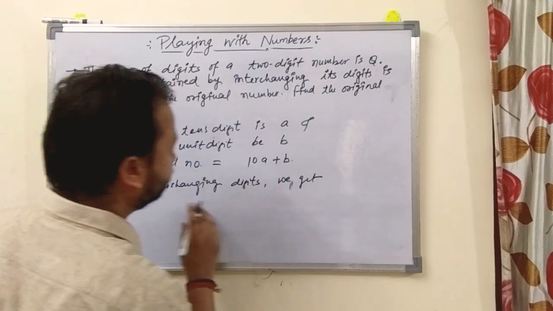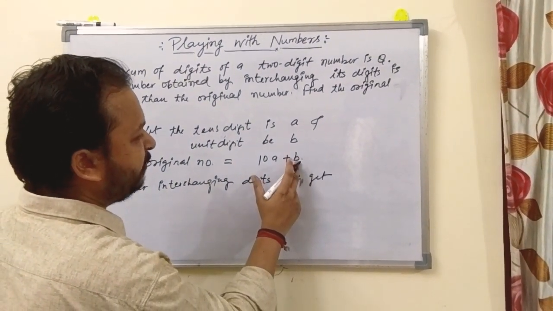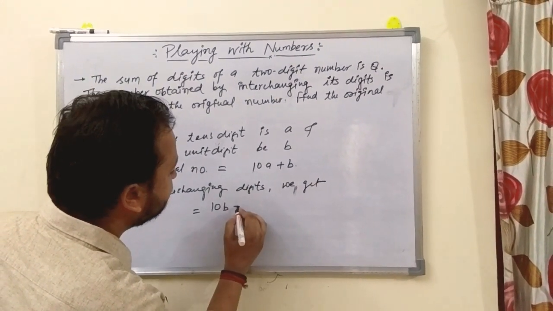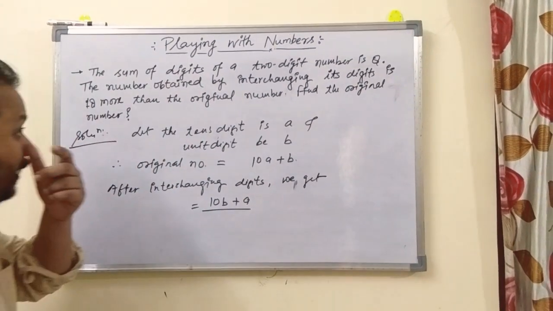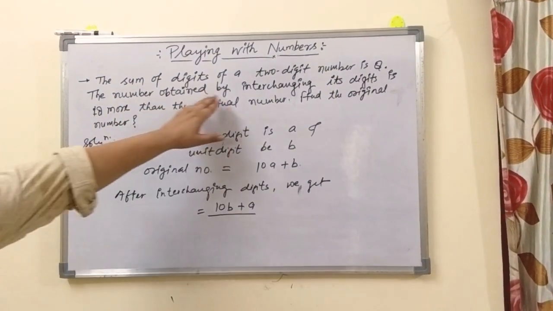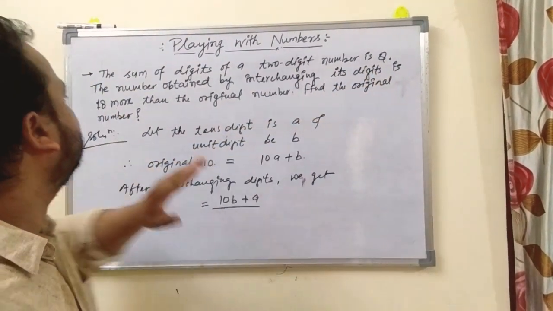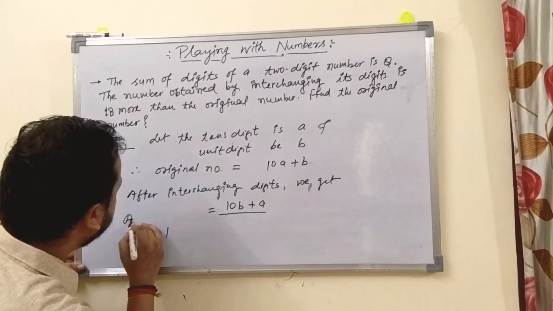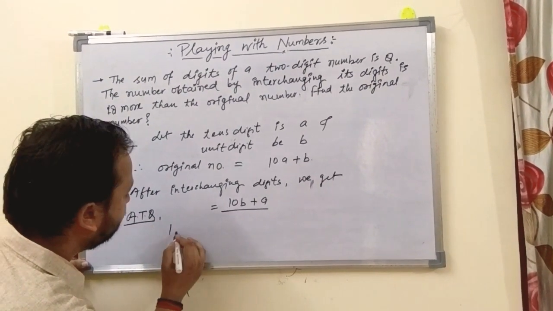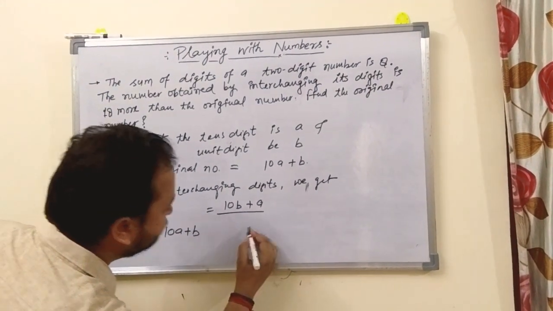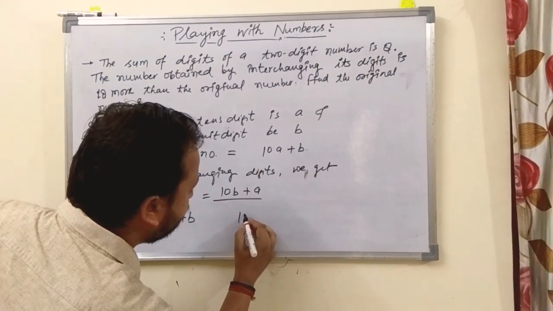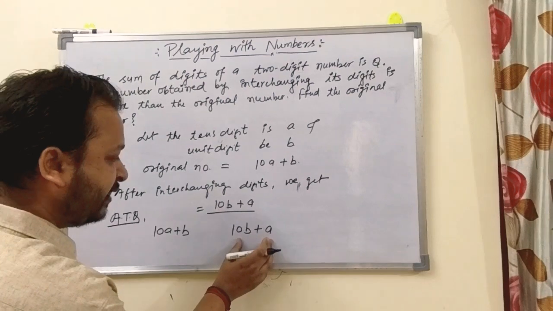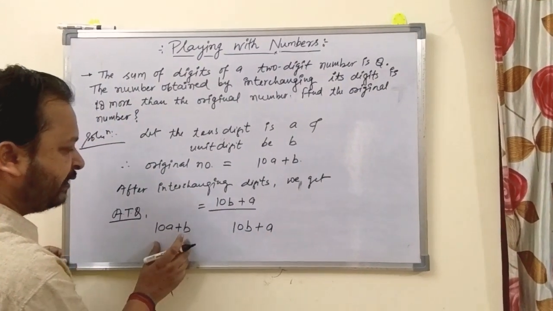And after interchanging the digits, what we get means B becomes tens place digit and A becomes unit digit. So the number is 10B plus A, right? And the question is saying the number obtained by interchanging its digits is 18 more than the original number. So according to the question, the original number is 10A plus B and the number obtained by interchanging its digits is 10B plus A, and this number is 18 more than the original number.